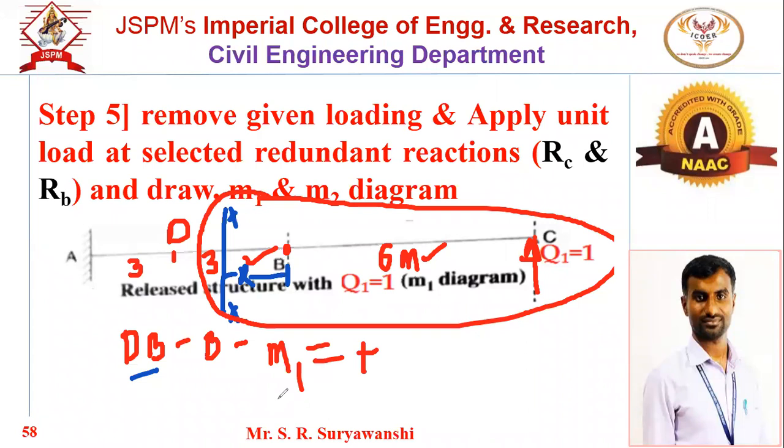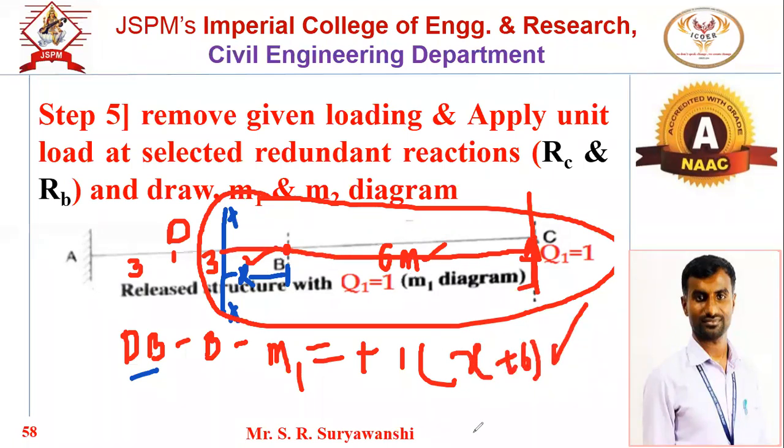1 into x plus 6. Very good. See, this is the force, that will be 1. What is the perpendicular distance? This force to the section line, this total distance, it is the perpendicular distance, and that distance is x plus 6. So 1 into bracket x plus 6.